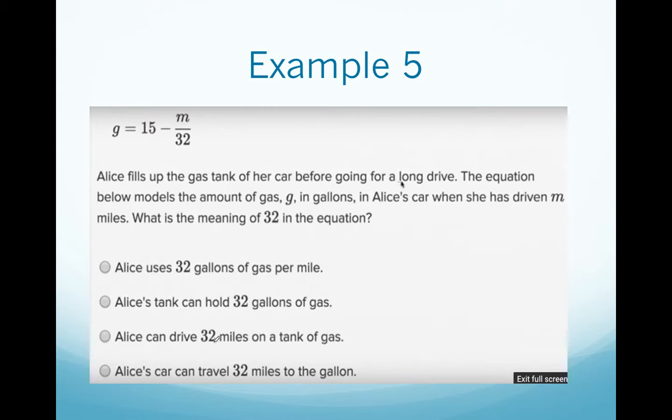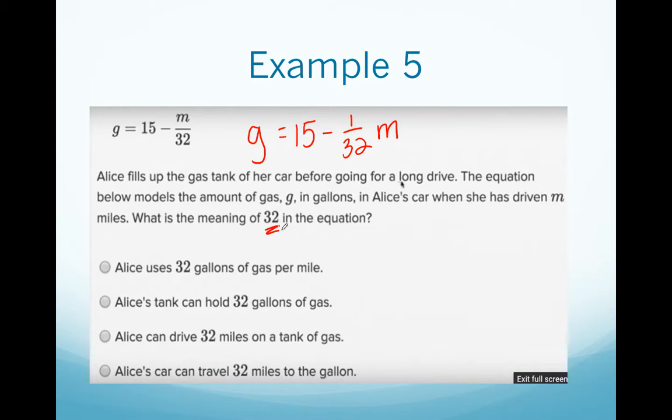One final problem here. Again, you can take a minute to read the scenario. Again, this one's a little trickier because of the division. I can rewrite this as g equals 15 minus 1 over 32 times m. And now it looks more like a linear equation. We have our rate here along with our y-intercept or start value.